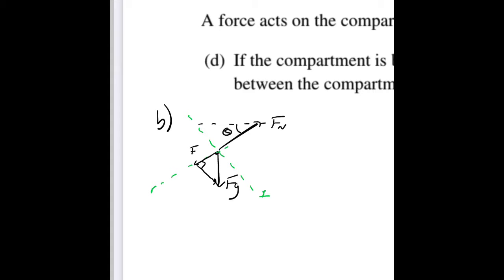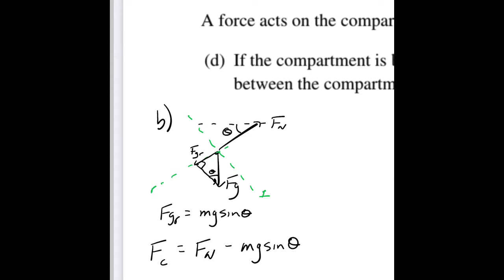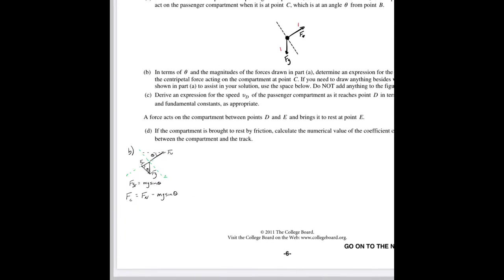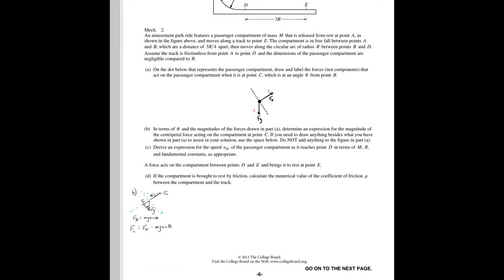There's a right angle. So we want what is the radial component of the gravity. Now this angle theta is going to pop up down there. So that means that this force of gravity in the radial direction is going to be equal to mg sine of theta. All right. So if we're looking for the centripetal forces, the forces in the centripetal direction, we're going to have normal force minus mg sine of theta. All right. And all it was asking us for here, guys, was the centripetal forces. Okay. That's all we need to do here.